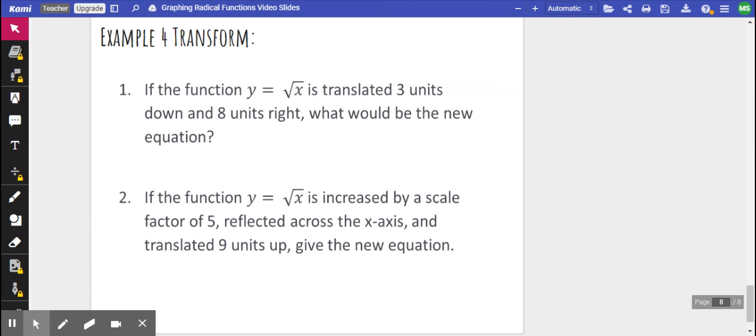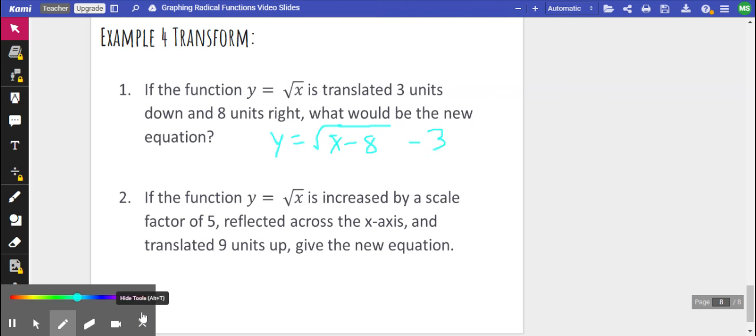And lastly, we want to think about if we start out with our parent function and we have certain transformations, what would we write as our equation? So for the first one, if we're starting out with square root of x, we're going 3 down and 8 right. That would mean that we have no a value in the front, so that's staying as a 1. The 8 units right means we're going to have the opposite and be x minus 8. And the 3 down would mean we have a minus 3 on the end.